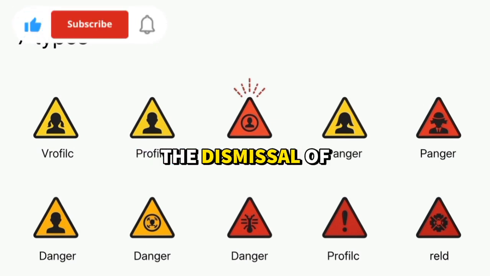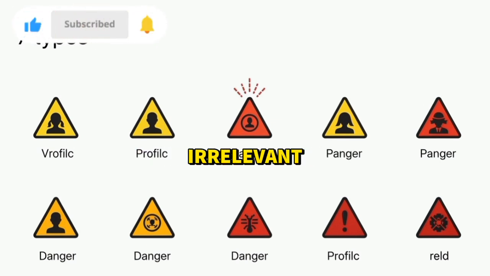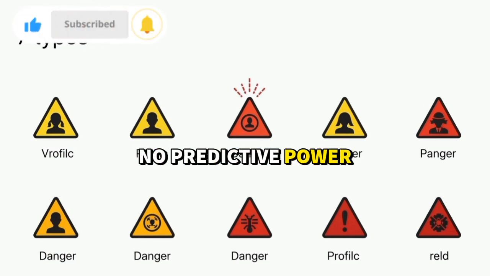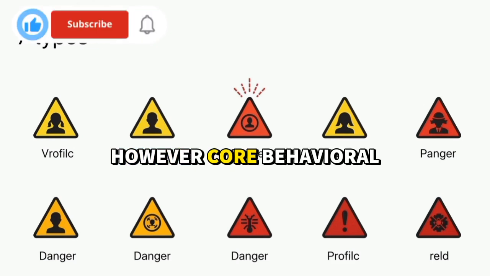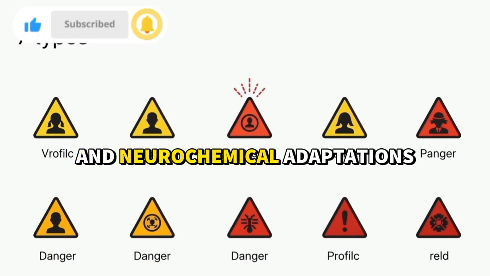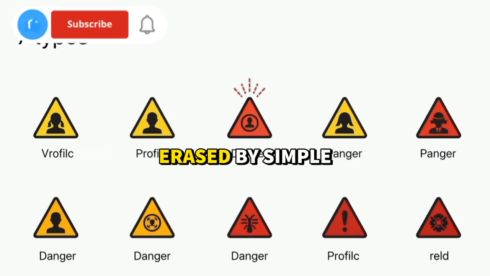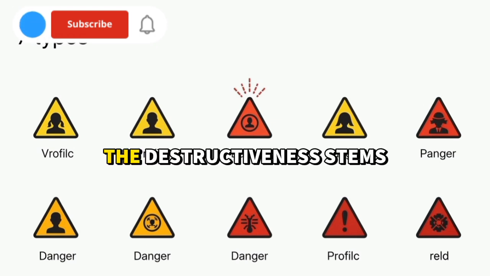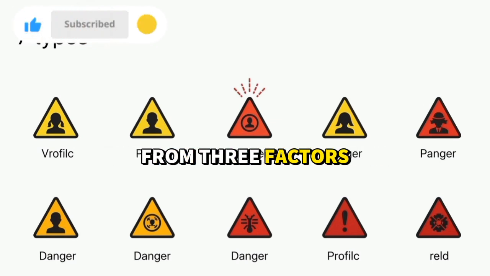The danger is the dismissal of the past as irrelevant. The claim is that the previous behavior holds no predictive power for the future. However, core behavioral patterns and neurochemical adaptations are not easily erased by simple aging. Her history is a relevant data point. The destructiveness stems from 3 factors.